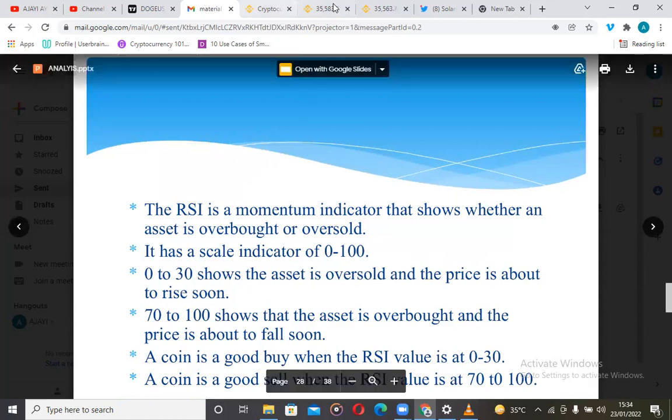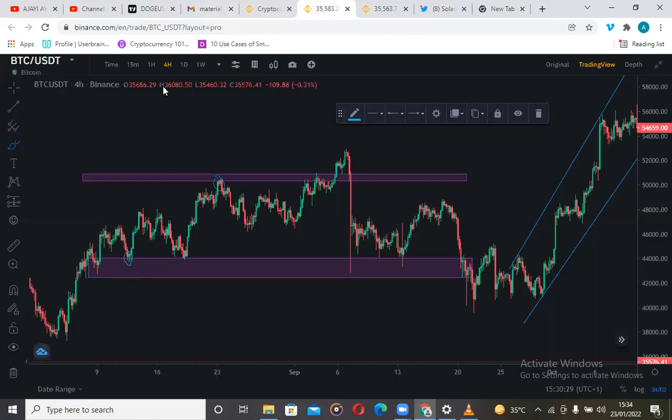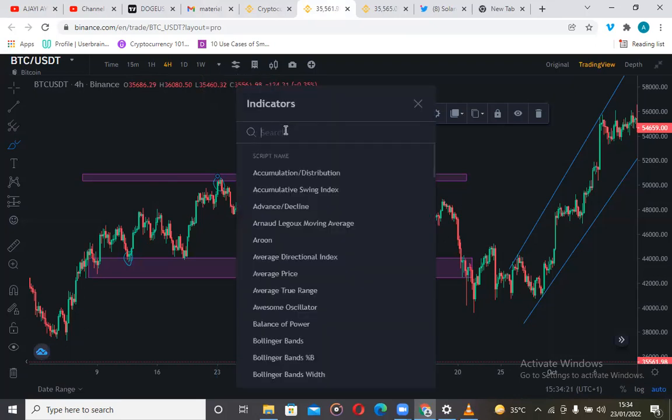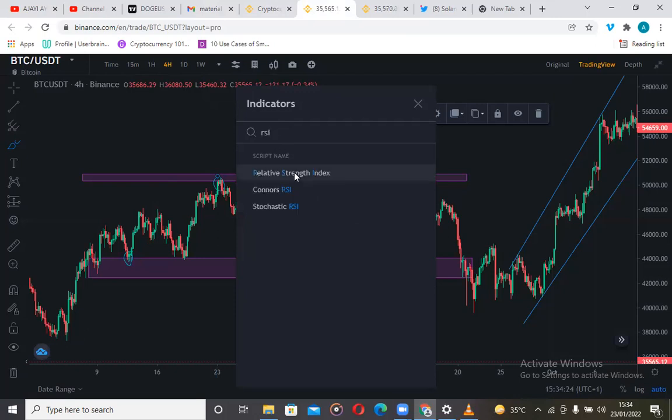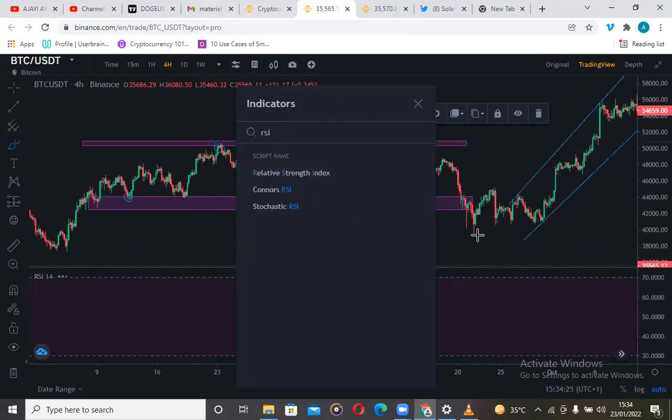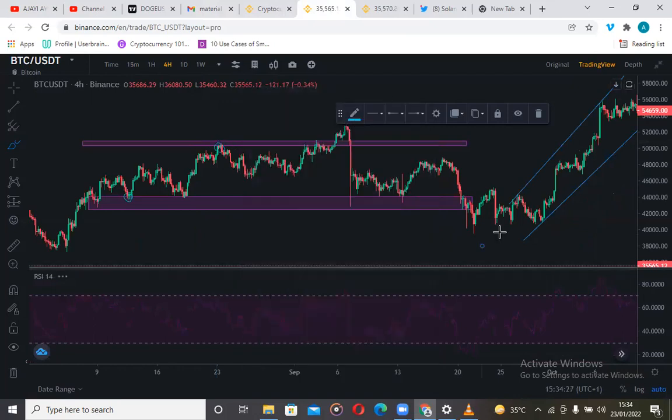So now let me show you the indicator before I continue. You see this arrow beside your mobile view, going right and left. Click on it. You see the search box. Just search for RSI. Click on it. Very good. Right, I've shown it.